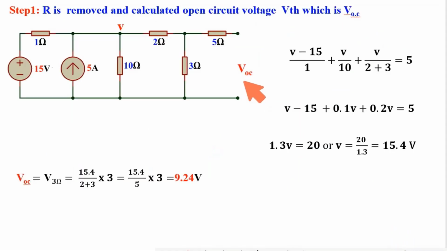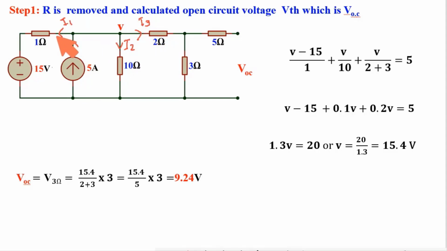To get the value of open circuit voltage, I am using nodal analysis. Say at this node potential is V. This point and this point are same. So using KCL at this node, this is inlet current 5 ampere. This current has been divided into 3 paths. One is this one. Say this is I1. Another one is this one. Say this is I2. Another one is this one. Say this is I3. So this 5 ampere is the summation of I1, I2 and I3.